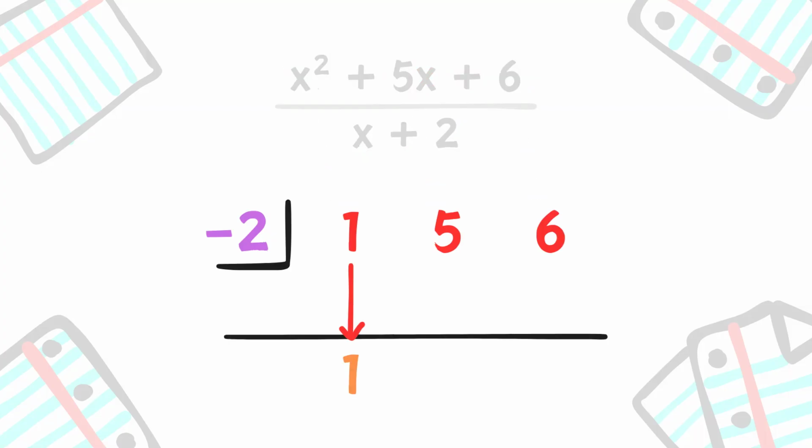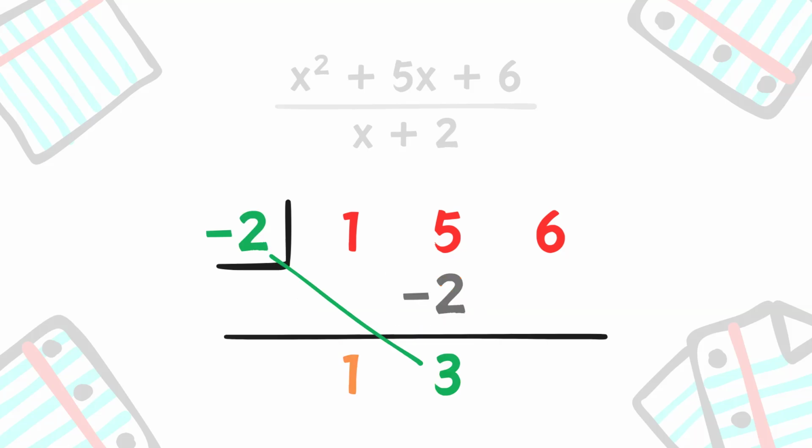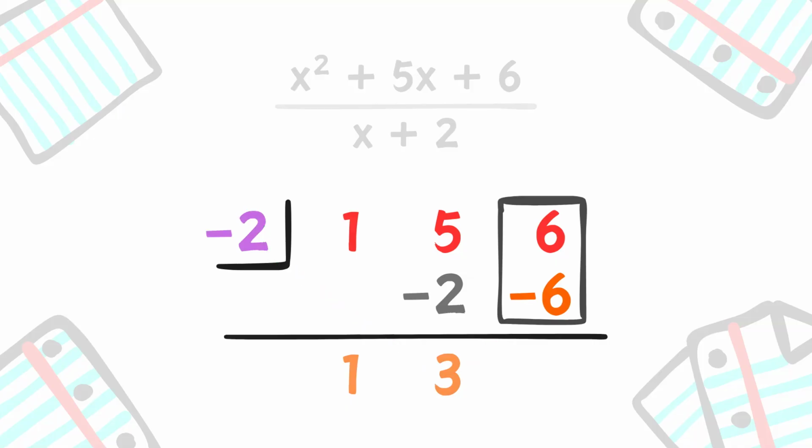We leave the first coefficient, 1, as it is, and then we multiply it by our c, -2. That's -2, and adding this to 5, we get 3. And we multiply again. -2 times 3 is -6, and adding that to 6, we get 0. So we have 1, 3, and 0 in our final row.